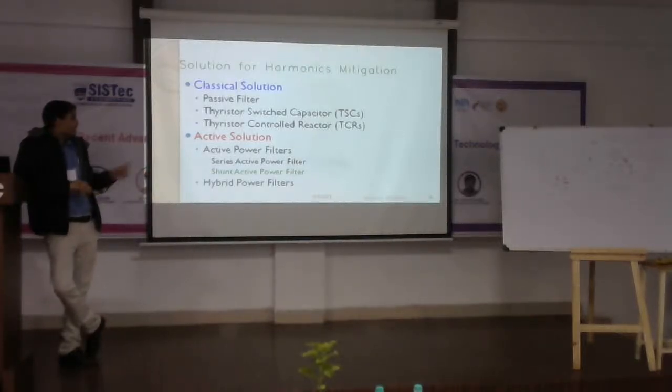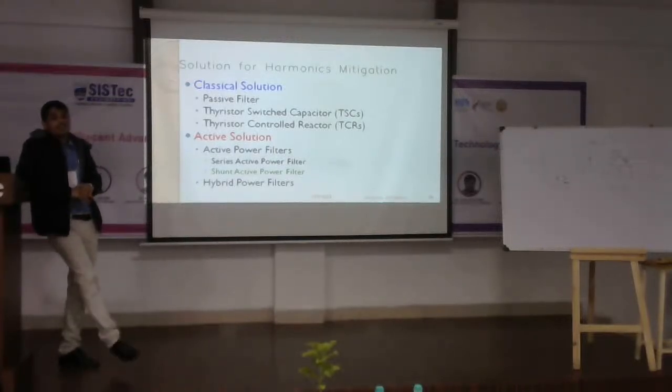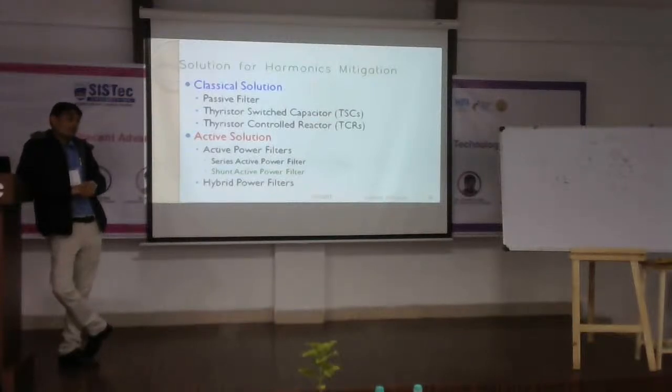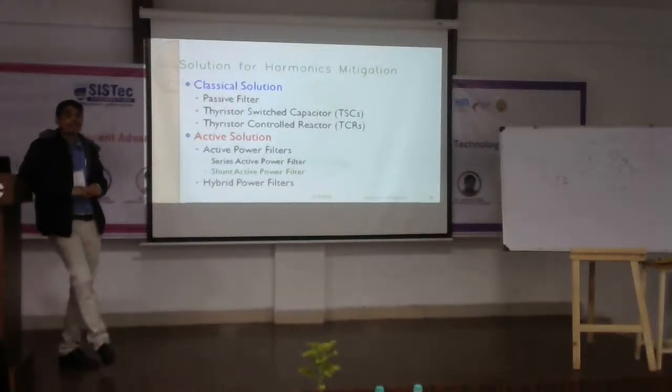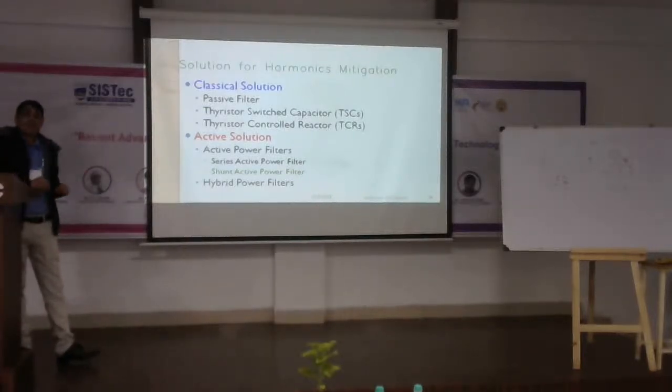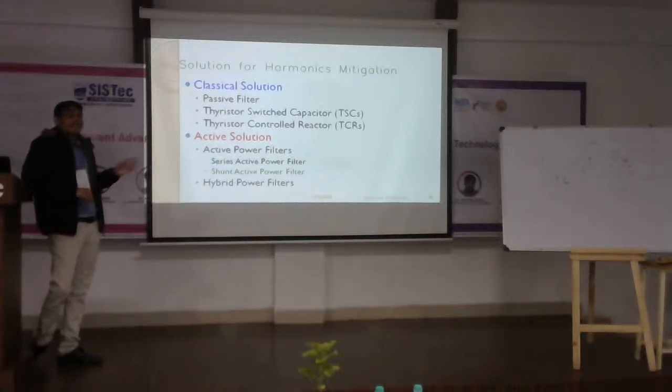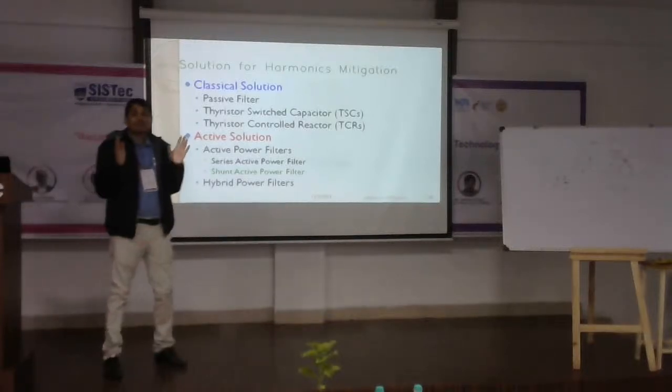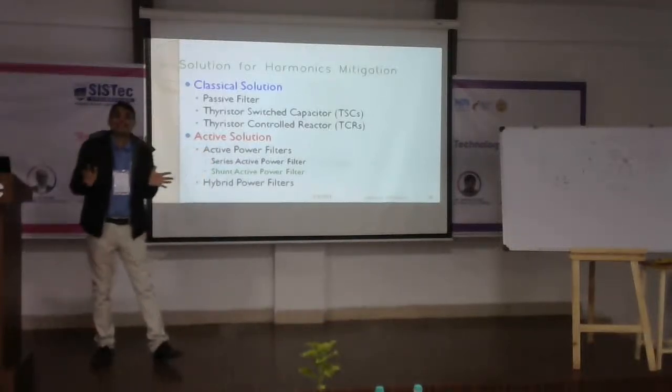So yes, we have the active filter option, that is the series active filter and the shunt active filter, and the hybrid power filter is also there. Hybrid power filter means both types of filtration are required, like voltage harmonics or current harmonics. In that case, we use the hybrid active filters. And why is it called an active harmonic filter? Passive means it will give a fixed value of inductor and capacitor.